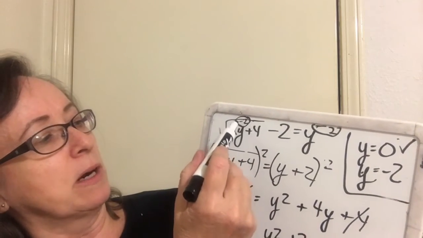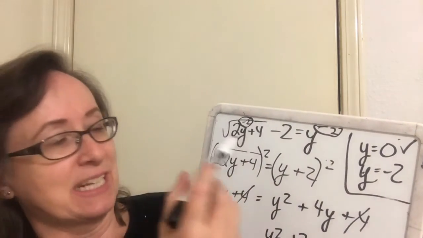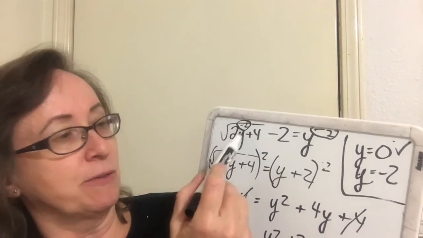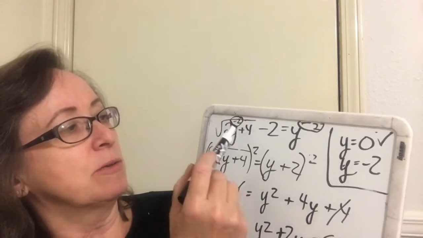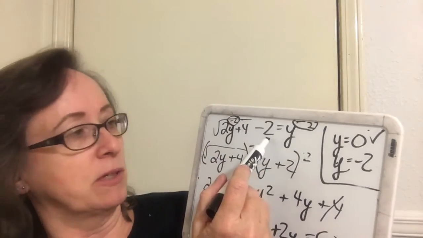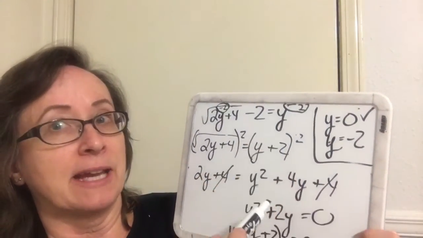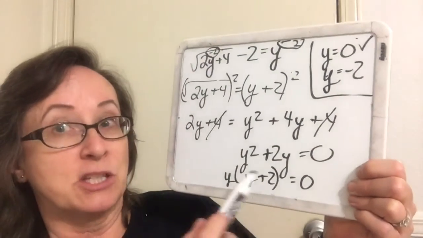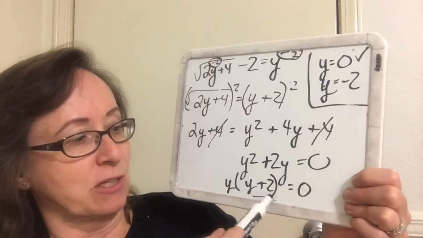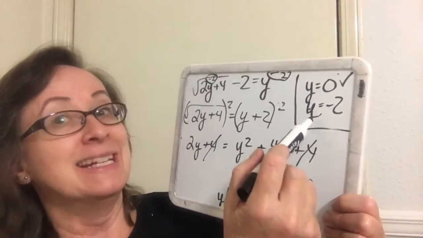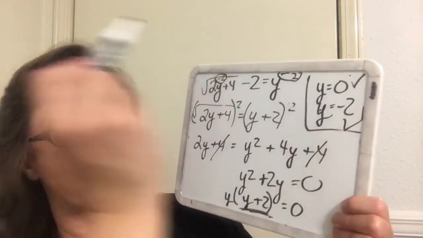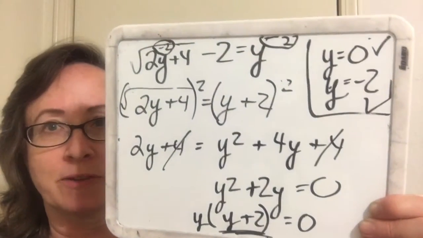So we get a negative 4 plus a 4 is a 0. Okay, square root of 0 is 0. So 0 minus 2 is negative 2. And on the other side, I have a negative 2. So the solution y is negative 2, which is what that should have been, does work and does check. And I'm very sorry for that mistake.